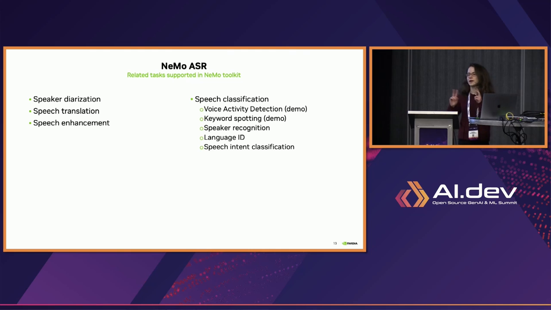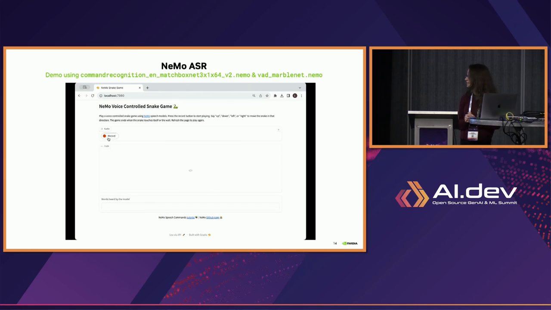We have a couple more ASR-adjacent tasks supported in NeMo. Things like speaker diarization, which is like who spoke when and allows you to add speaker labels to your transcript. We also support speech translation and speech enhancement, and we also have various models for doing speech classification. I thought I would share a simple but fun demo that I made using a voice activity detection model and a keyword spotting model, which is voice-controlled Snake. I use a VAD model to see if there's speech or not, and then I use keyword spotting to see if one of the keywords was spoken, the keywords being up, down, left, or right.